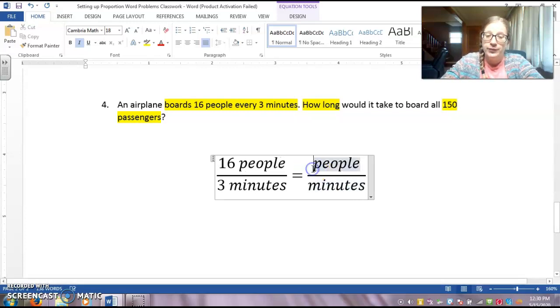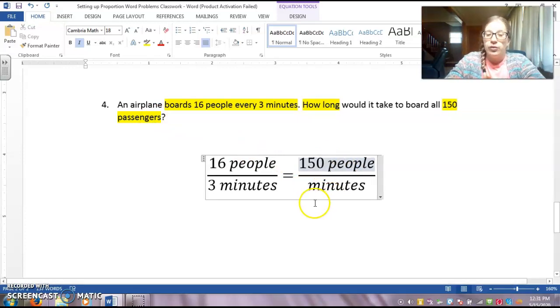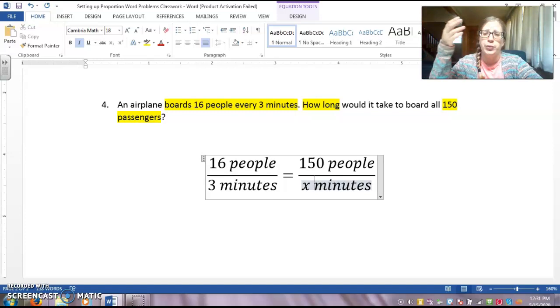And I'm going to read. How long would it take to board all 150 passengers? The number they gave us is 150. It's tied to the word passengers. Are passengers people or minutes? Well, obviously they're people. So we have 150 people, and we have no number to represent the minutes it would take for them to board. So we put in an X, or M for minutes, or T for time, whatever you want.